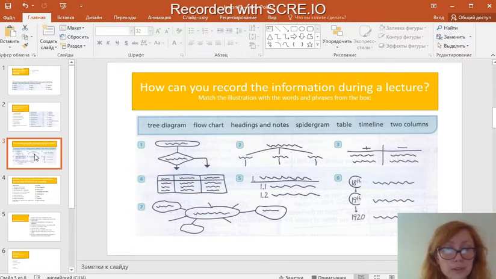When you have got a lot of dates, a lot of numbers, you use this way of recording information. The last one, two columns. You can compare information, advantages, disadvantages, like this one.